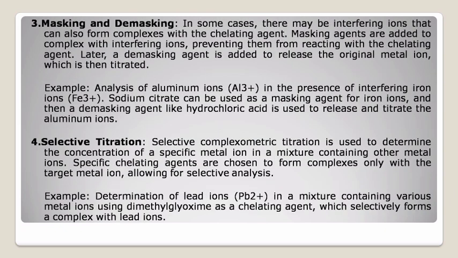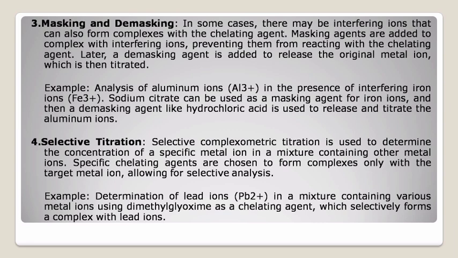Third, masking and demasking. In some cases, there may be interfering ions that can also form complexes with the chelating agent. Masking agents are added to complex with interfering ions, preventing them from reacting with the chelating agent. Later, a demasking agent is added to release the original metal ion, which is then titrated. Example, analysis of aluminum ions, Al3+, in the presence of interfering iron ions, Fe3+. Sodium citrate can be used as a masking agent for iron ions, and then a demasking agent like hydrochloric acid is used to release and titrate the aluminum ions.